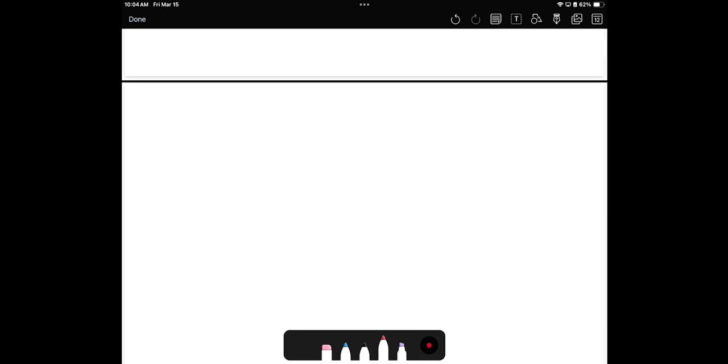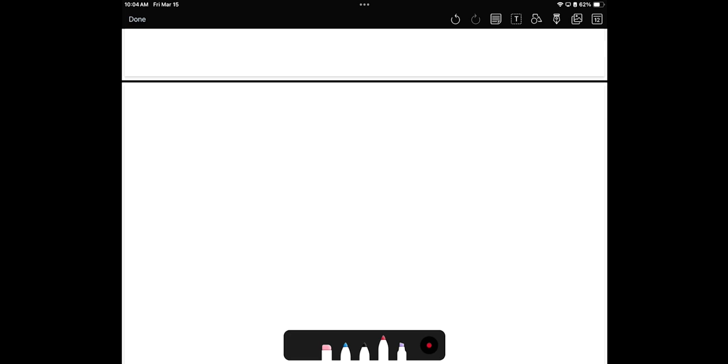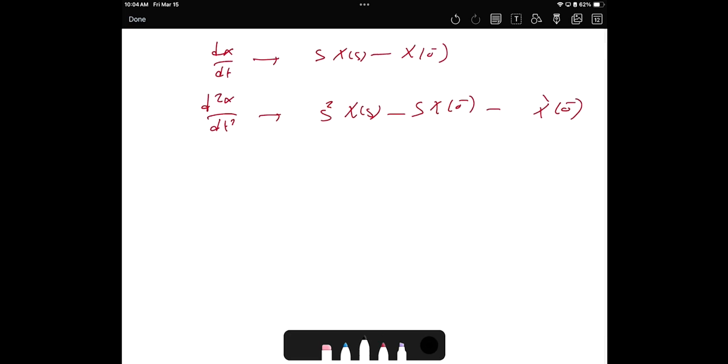Okay, let's go to today's topic, which is solving differential equations using Laplace transformation. I already mentioned at the end of last lecture important properties about the derivative: when I have dx/dt, its transform is sX(s) minus x(0-), while the second derivative is s squared X(s) minus s x(0-) minus x'(0-), where x'(0-) is the initial condition of the first derivative. Okay, let's see some examples.